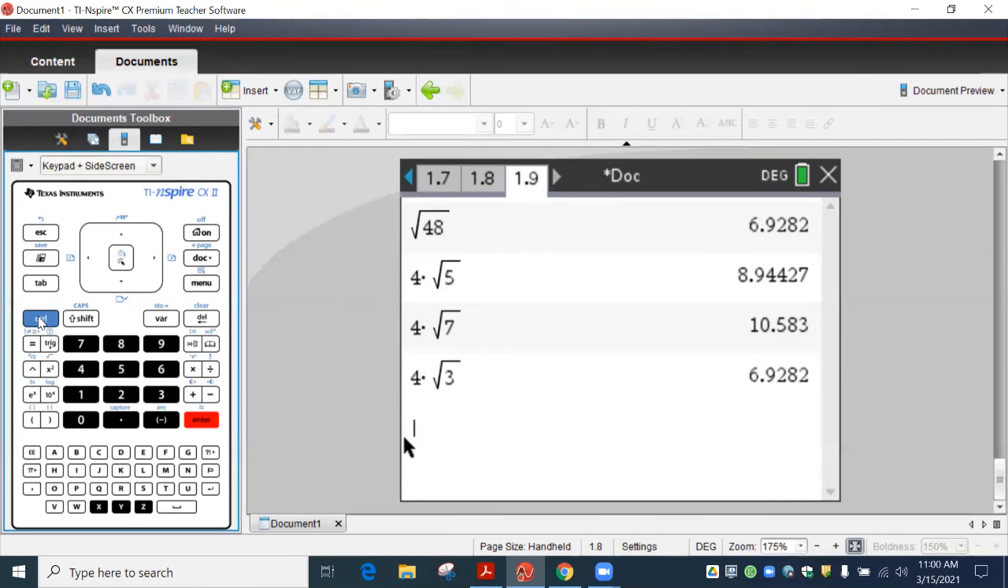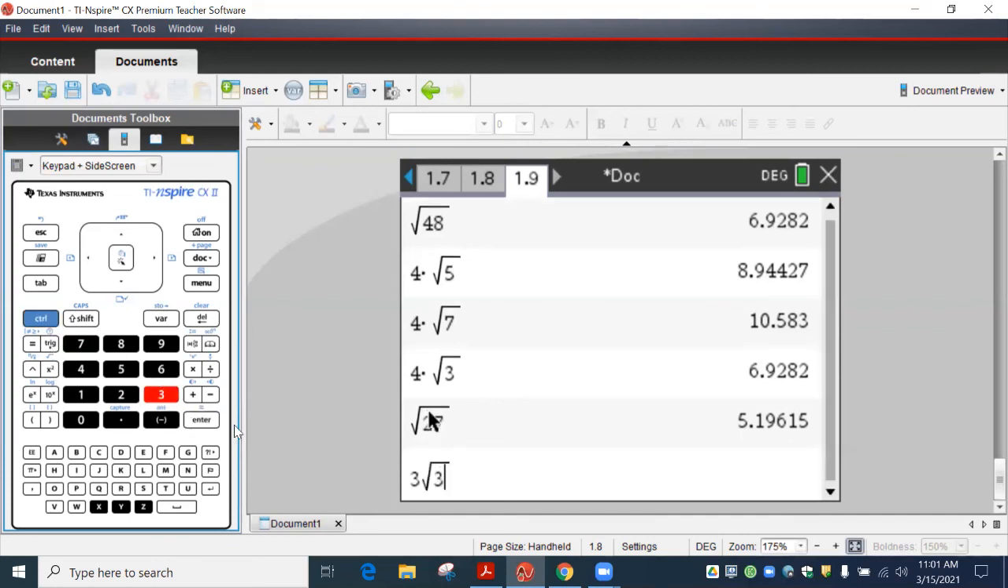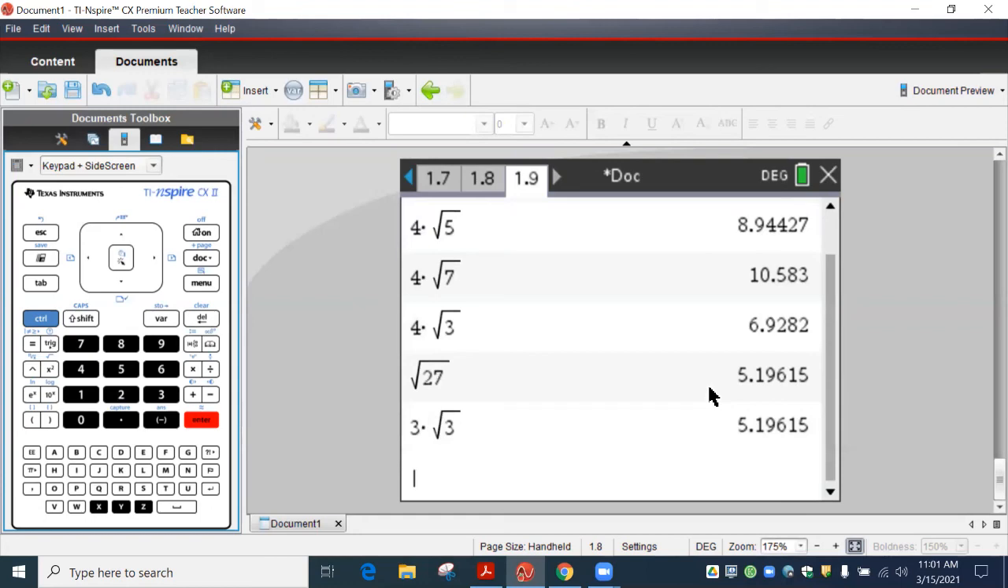So the next one was the square root of 27. See if you can find that one real quick. Actually, I just looked at the time, and I think it was 3 square roots of 3, B. Yep, so the answer is B, 3 square roots of 3.